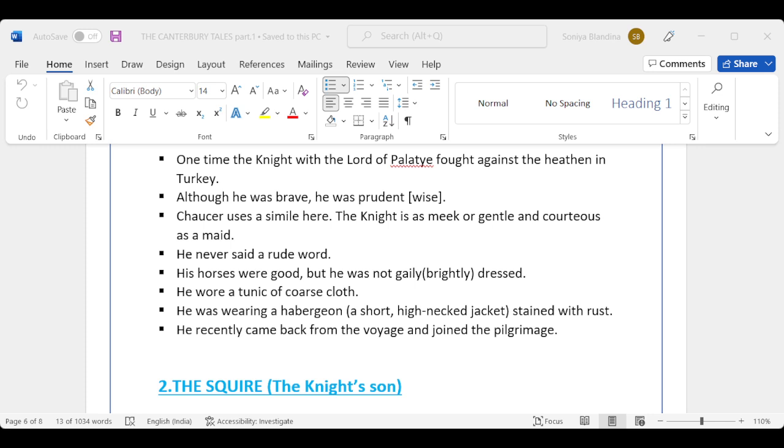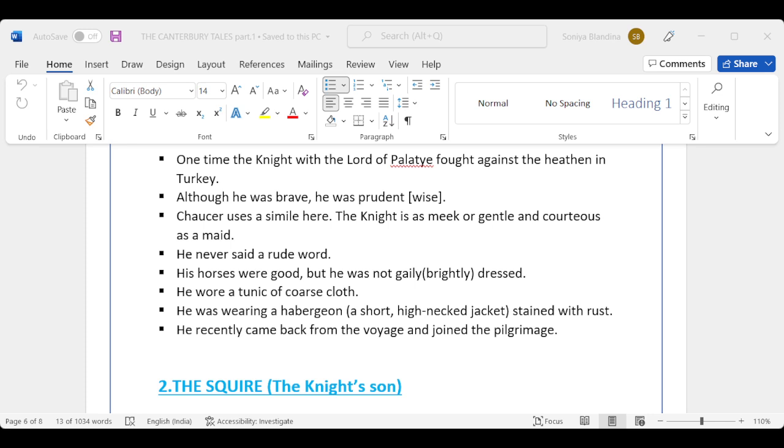But how does he dress? He was not dressing brightly. Not only that, see, he was wearing a habergeon. Habergeon means high-necked jacket, some kind of armor all the knights used to wear. So his habergeon, this is the right word used in the text, habergeon stained with rust. So he's not taking much care about the way he dresses, right? So it shows that his dress is stained with rust.